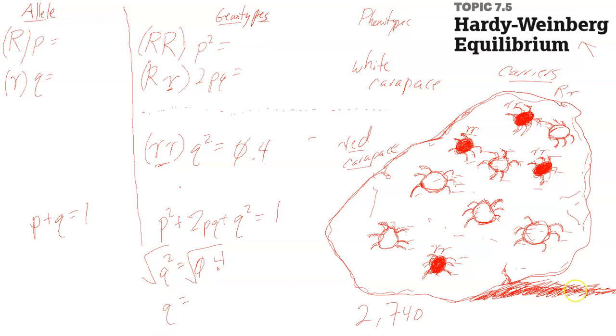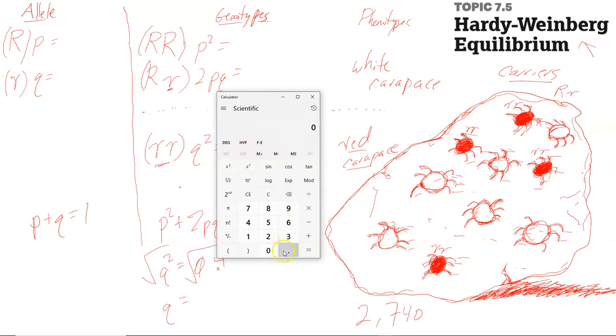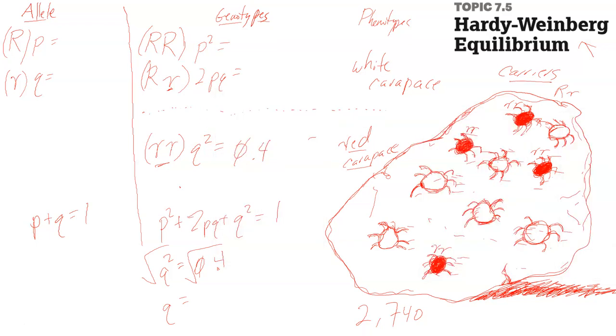So I'll pull out my calculator here. Okay, now let's do 0.4, and I'm going to square root that. What do I get? 0.632. We'll round this to 0.63. Okay, so q is equal to 0.63. Okay, so let's go over here. Let's go ahead and fill this out for q, 0.63.